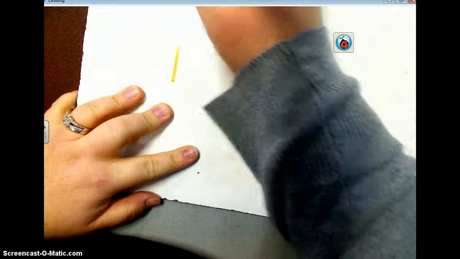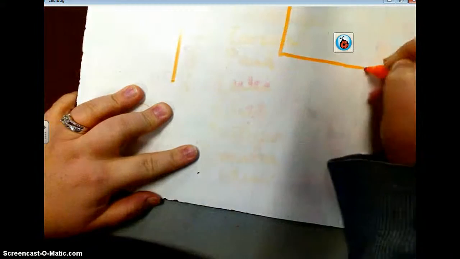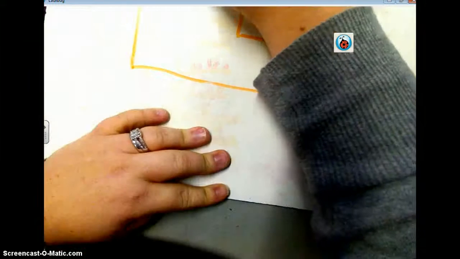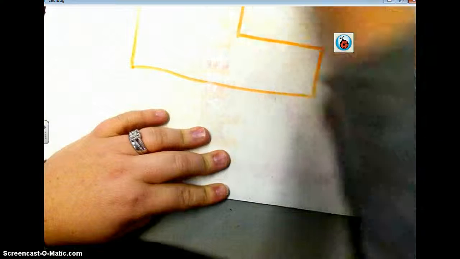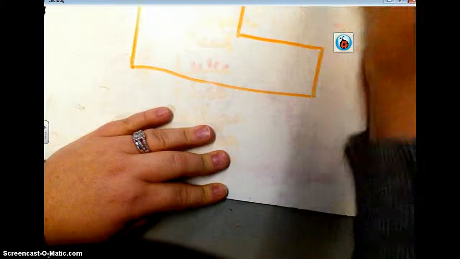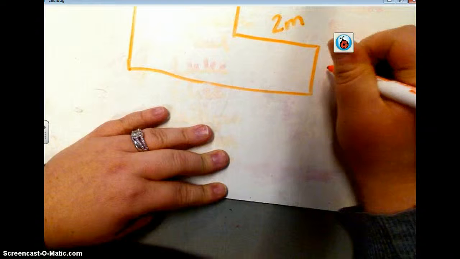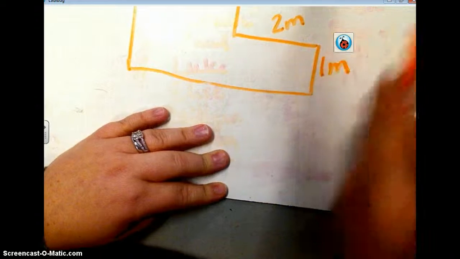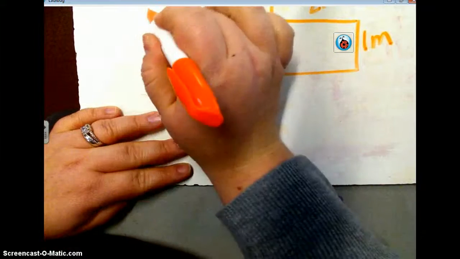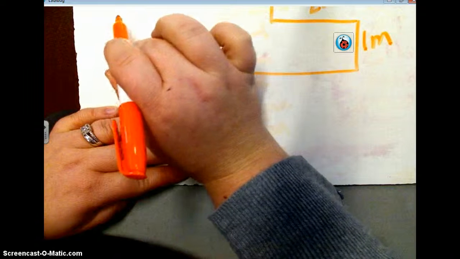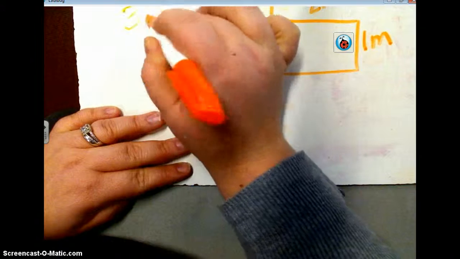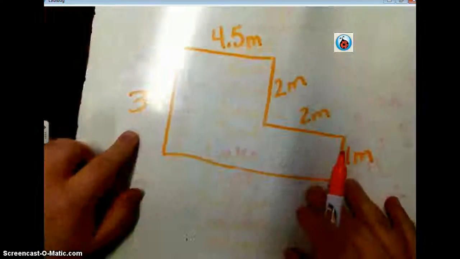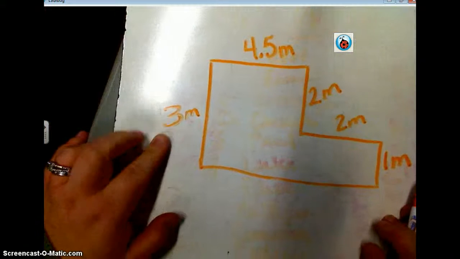Okay? So if I have a shape that looks like this, and it might tell me that this is 4.5 meters, this is 2 meters, this is 2 meters, this is 1 meter, and this is 3 meters. Okay? How did I get 3 over here? Why does this have to be 3? Why does this side over here have to be 3?